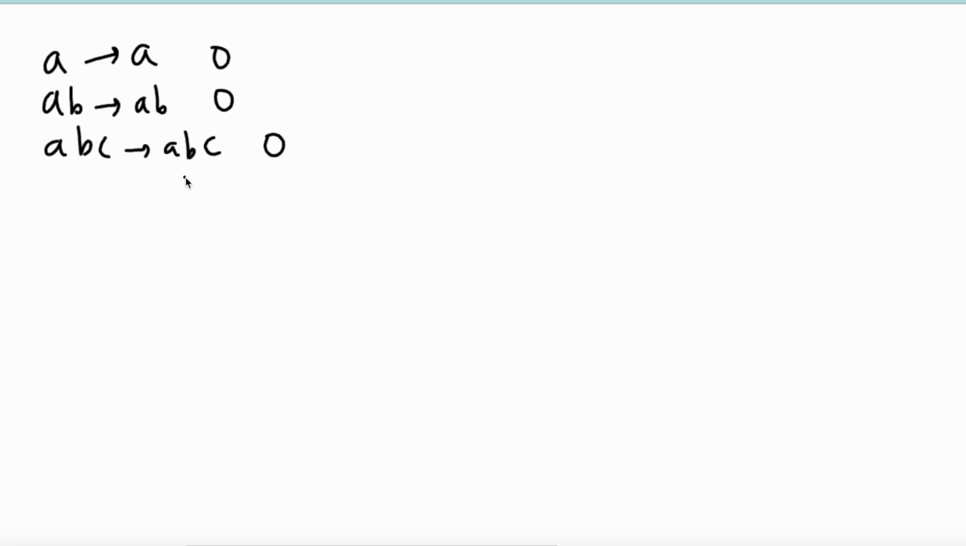Well, the simplest case is simply substituting the same character for the same character. How do you turn A into A? It's 0. How about AB into AB? That's also 0. What about ABC into ABC? That's also 0. So what is the relationship?